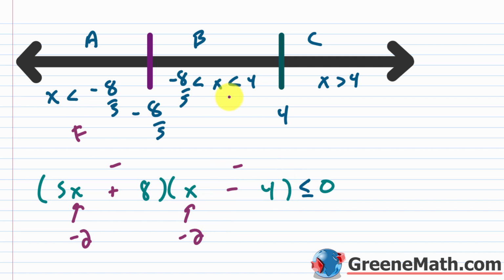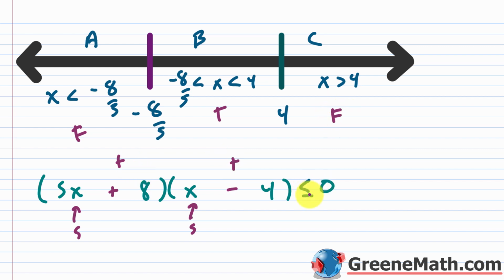Then thinking about this one right here, let's just use 0. Again, that's probably the easiest number to work with. So let's plug in a 0 there and there. Here you would have 8, and here you would have negative 4. So this is positive and this is negative, and that's going to give me a negative, which is always less than 0, so this is true. And then thinking about interval C, something that's greater than 4, so put a 5 there and also there. 5 times 5 is 25, then plus 8, that's going to be 33, so this is positive. Here 5 minus 4 is 1, so that's positive. Positive times positive is positive, and so a positive is never going to be less than 0, so this is false.